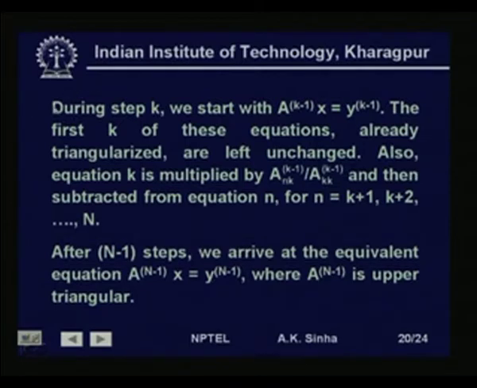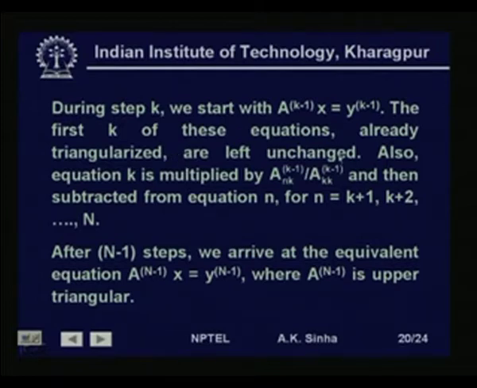So, we can write this process as such. During step k, we start with A_{k-1} x = y_{k-1}. This is the already affected elements that we have done at the (k-1)th step. So, A_{k-1} x = y_{k-1}. The first k of these equations, already triangularized, are left unchanged.